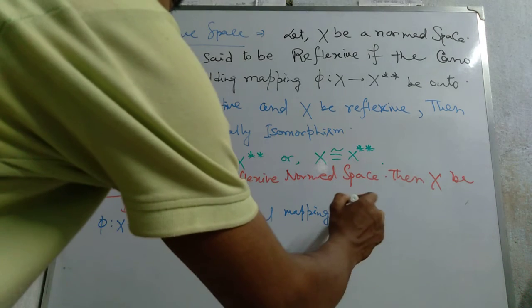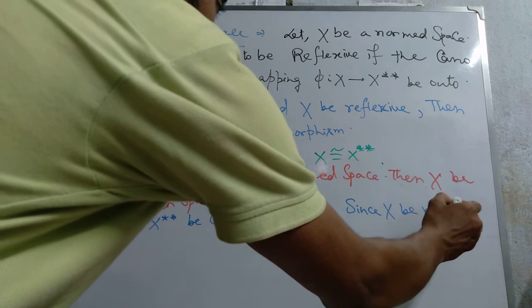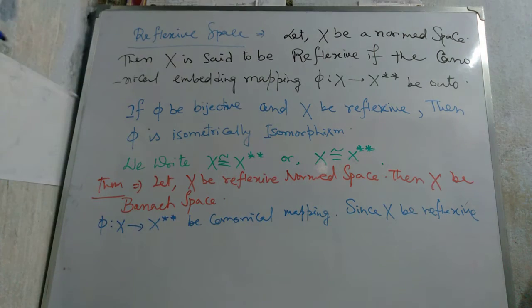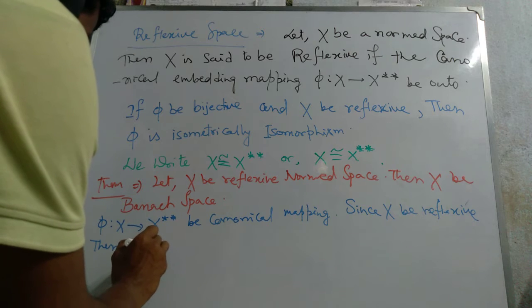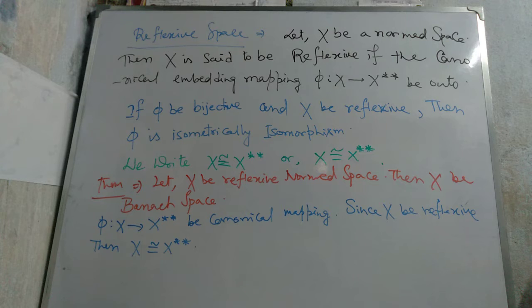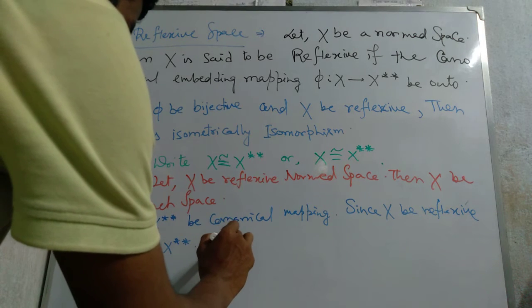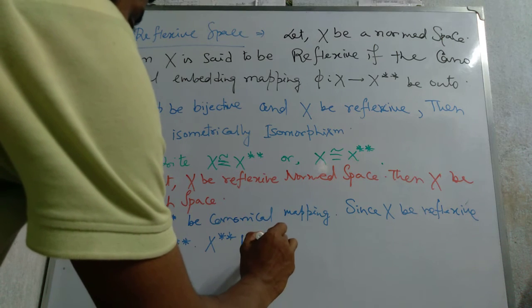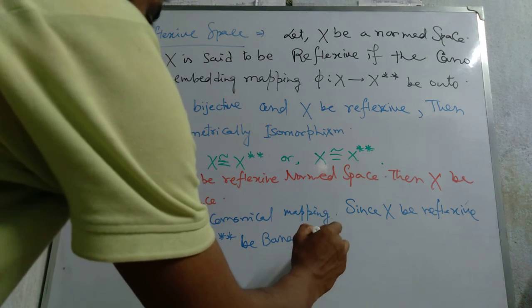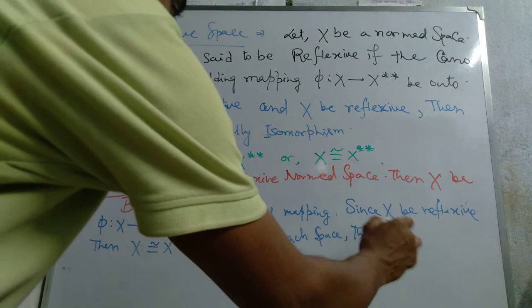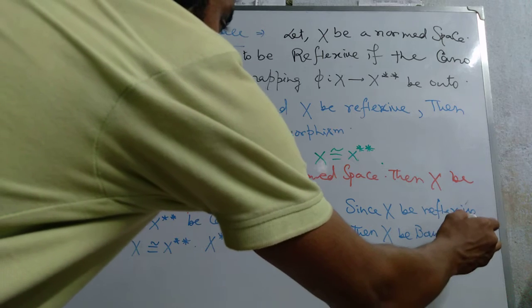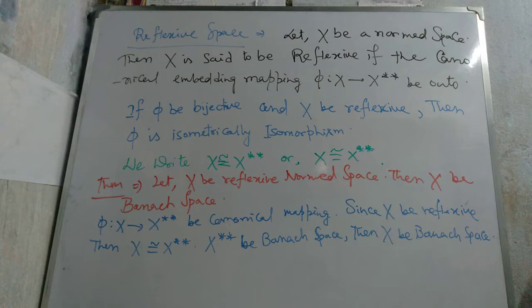Since X is reflexive, X is equivalent to X double star, and X double star, the second dual of X, is Banach, then X is Banach. So phi from X to X double star is the canonical mapping, and X is reflexive, then X is equivalent to the second dual, which is a Banach space, so X is a Banach space.